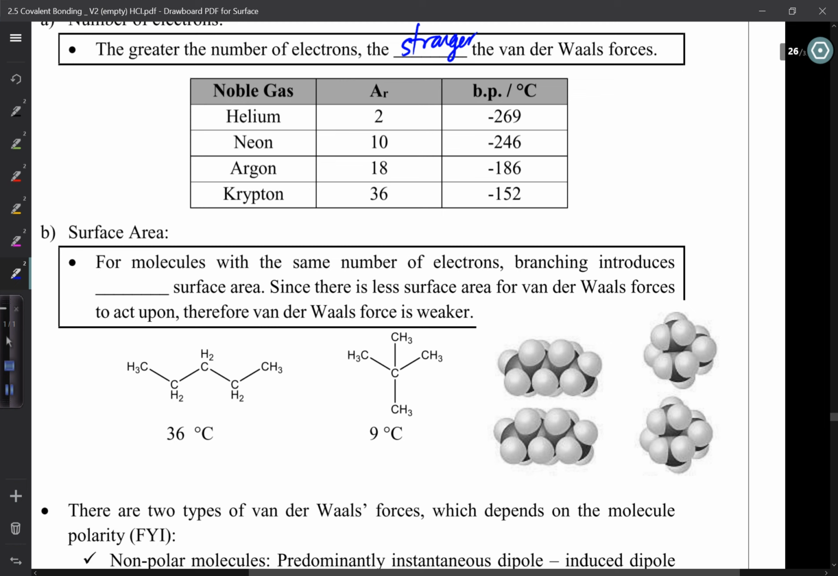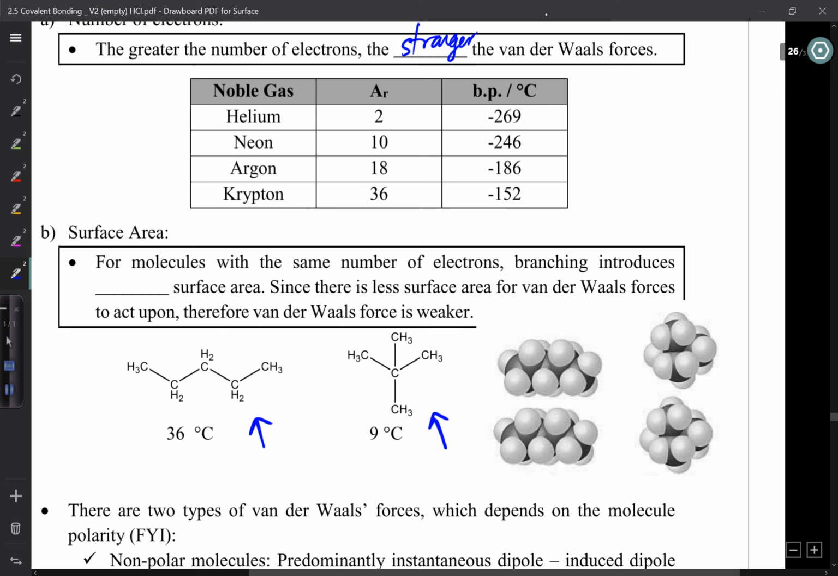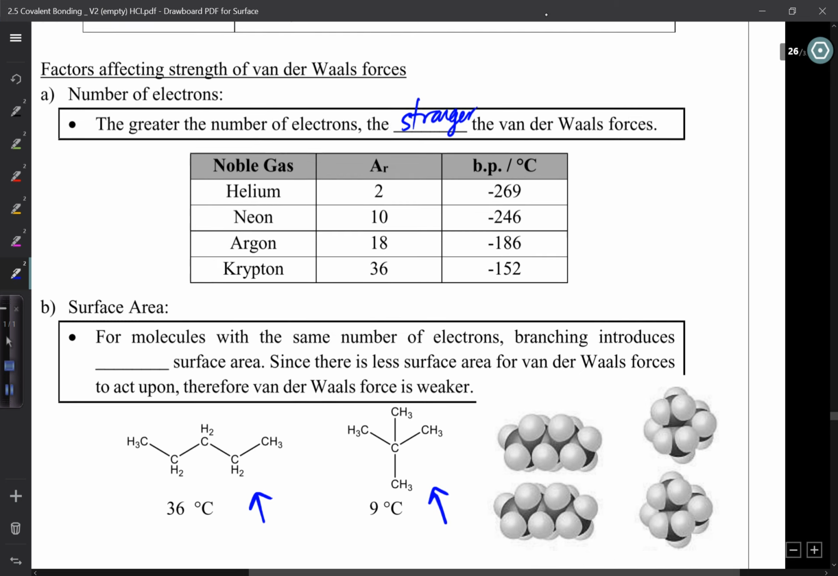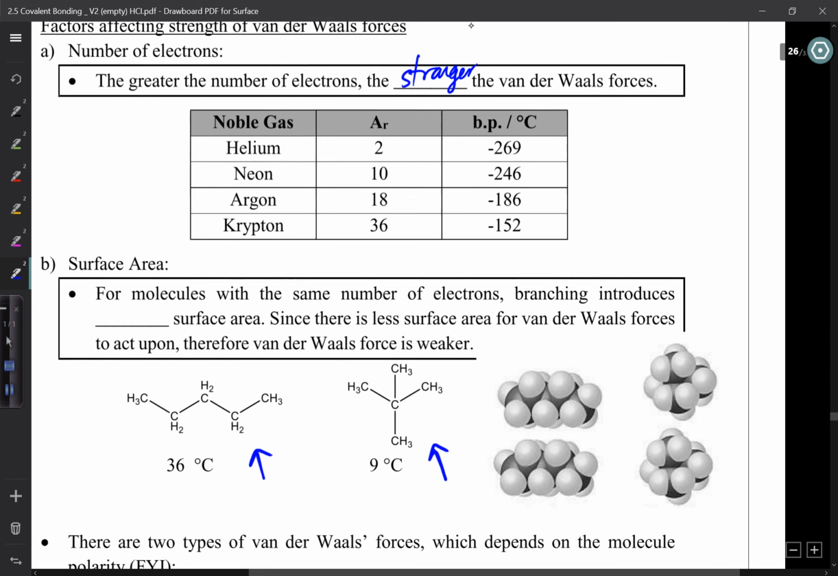The next factor which affects the strength of van der Waals is surface area. This is used when the first factor doesn't help you determine which one has a stronger van der Waals. For example, these 2 molecules over here. What can you tell me? They have the same number of electrons. You can go and count. They have the same number of carbon, same number of hydrogen. Which means you cannot judge which one has a higher melting point or boiling point using the first factor. So what you do is use the second factor, known as surface area.